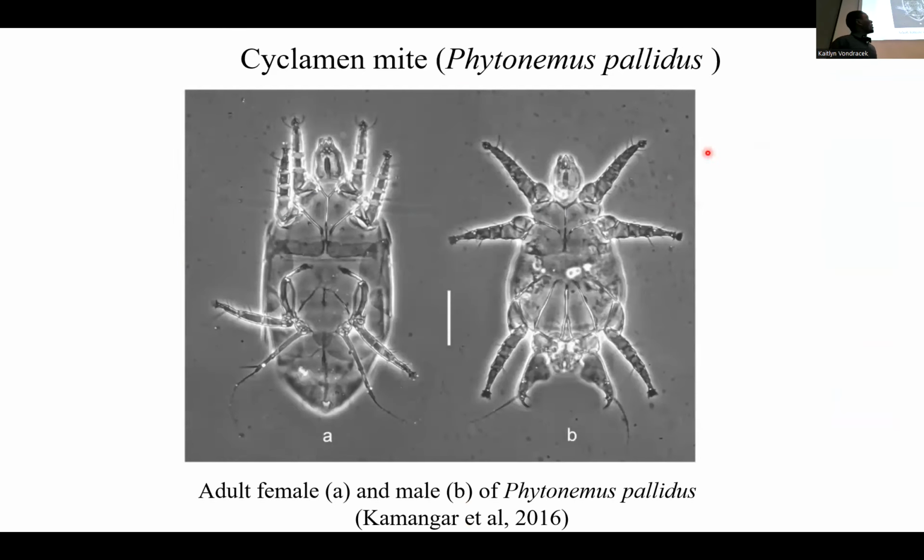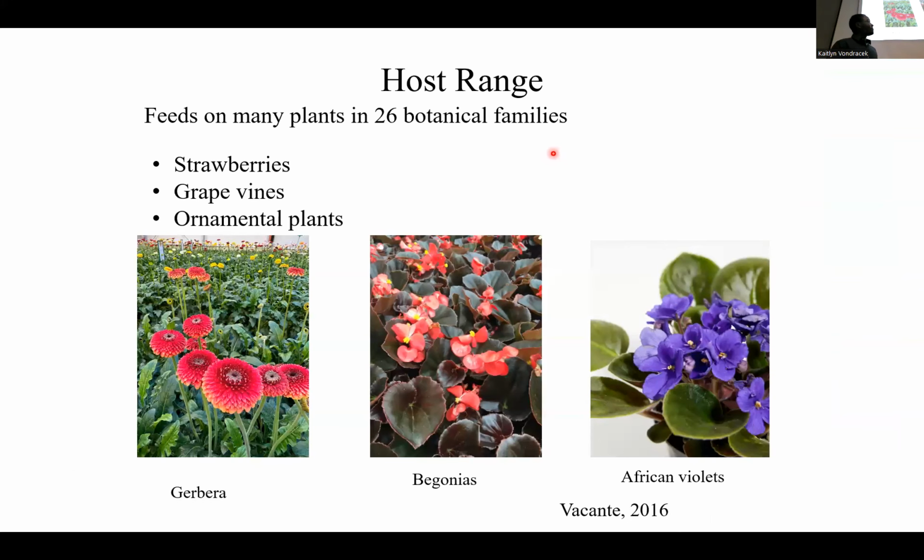So the other one that I'd like to talk about is the cyclamen mite, Phytonemus pallidus. This is a female here, and you can see the male with its modified hind legs for carrying. And this mite has a wide host range. It can feed on up to 26 botanical families, including strawberries, grapes, and so many ornamentals. If you go to any place that sells ornamentals, especially ornamentals that have stayed for a long time, and you look through, you're going to find this. So here I have a few examples of the well-documented hosts in ornamentals, these 3 plants.